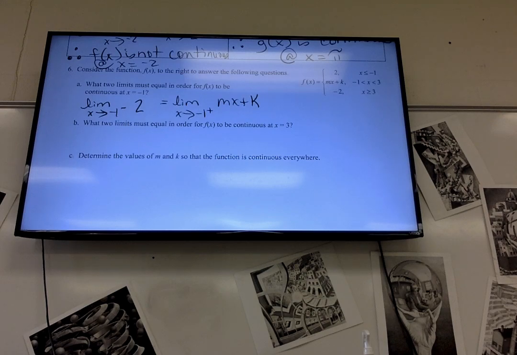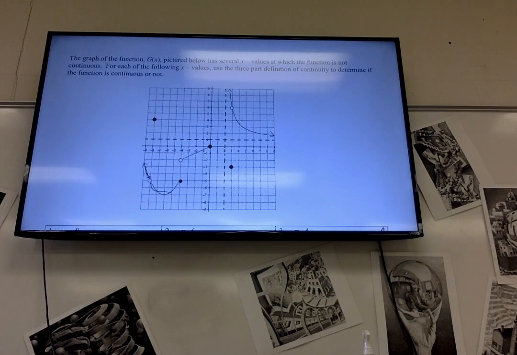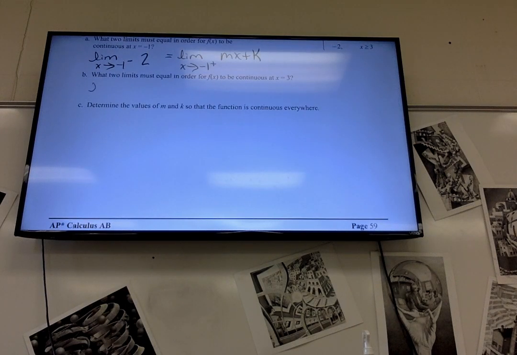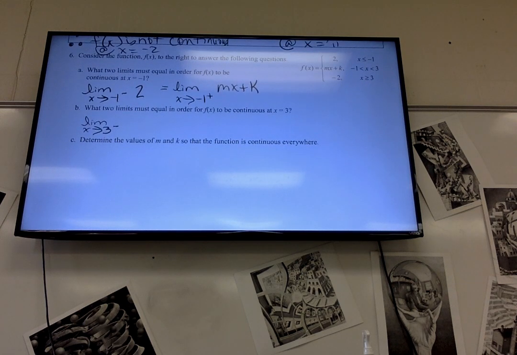So what two limits, what if it's 3? Sorry, I don't know how that happened. The limit as x approaches 3 from the left, which equation is that? mx plus k. Yeah, the middle. And then that's got to equal the limit as x approaches 3 from the right, which is the bottom one, which is negative 2.